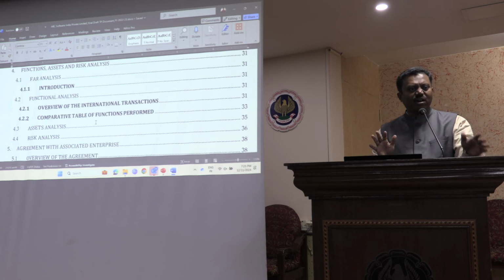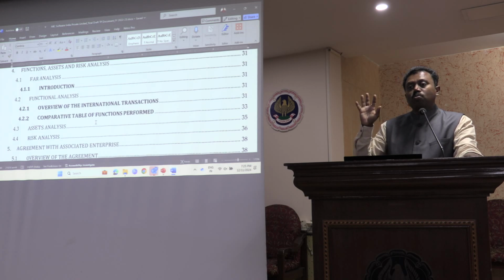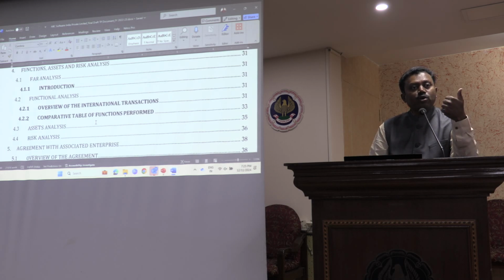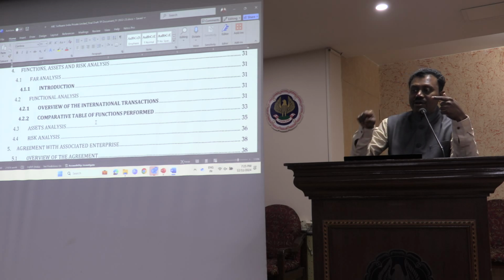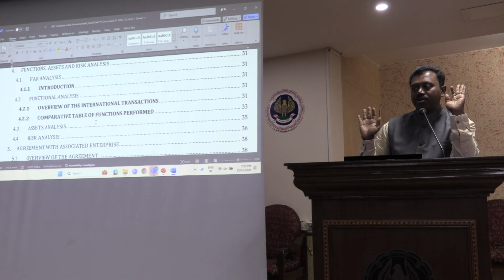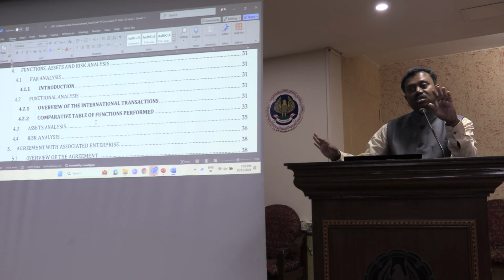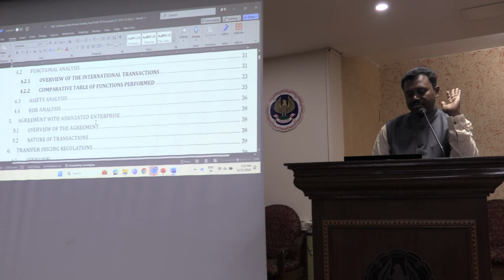Not significant differences. So FAR analysis has become some sort of a theoretical exercise, but yet it is important because section 92D talks about it, rule 10D talks about it. This is mandatory information to be captured in the TP document. But in future what it will be used for, I don't know, so better still keep it.